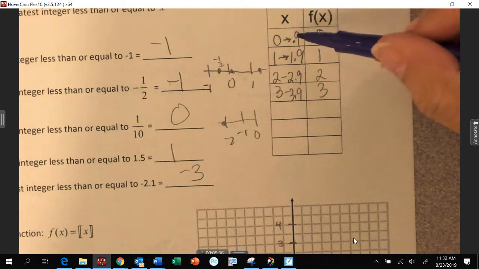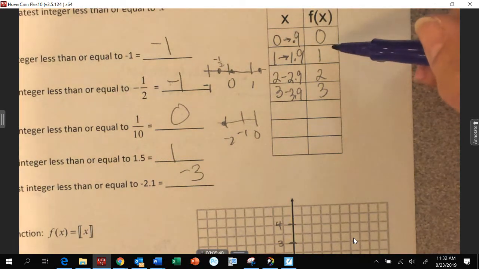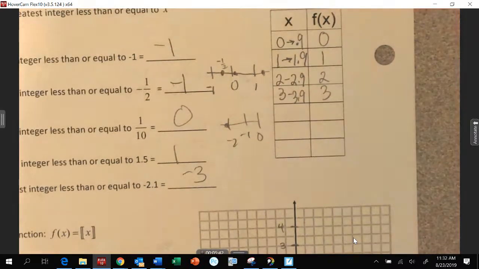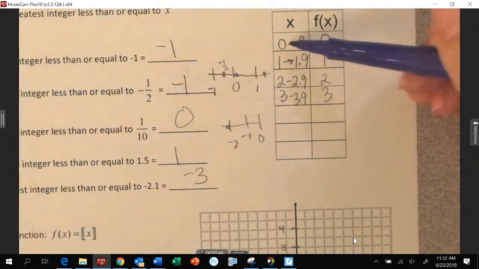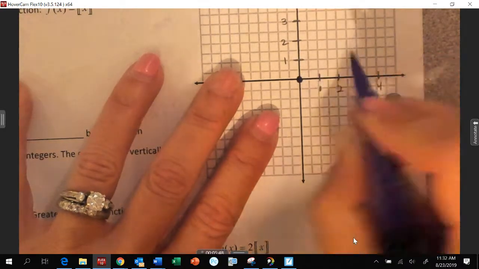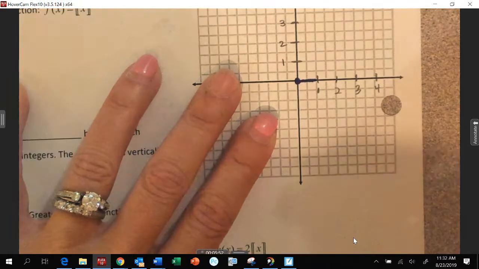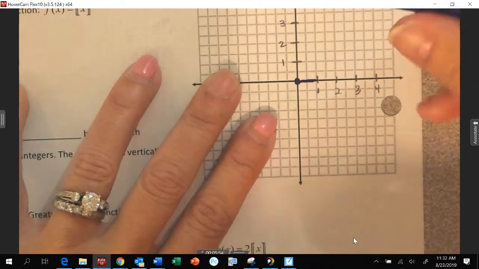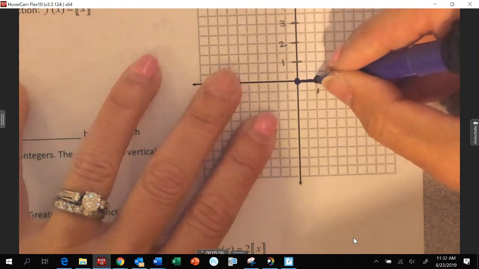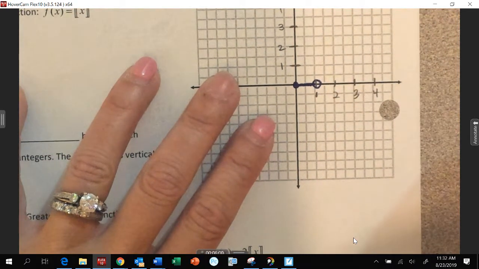So any of the x's that go from 0 all the way to 0.9 is going to have a y value of 0. So that is constant. That is an answer that is the same for all of those. So the way it looks like on the graph is we put a dot at 0, we draw a line all the way to 0.9999999, which I can't. So what I'm going to do is, it can't equal 1, so I'm going to put an open dot at 1, because that's kind of where it ends, right before 1.